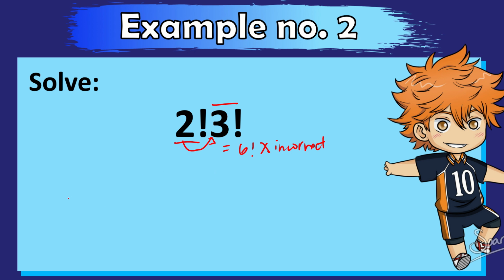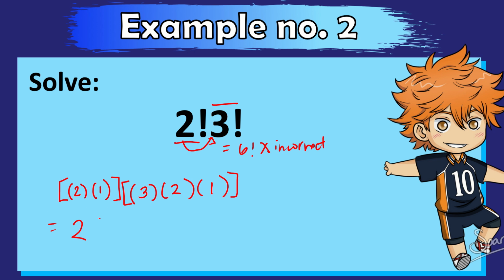So, first, 2 factorial muna tayo. So, si 2 factorial ay equal saan? Diba, equal siya sa 2 times 1. Next, times 3 factorial. 3 factorial is equal to 3 times 2 times 1. Understood? So, simplify natin. 2 factorial, 2 times 1, that is 2, times 3 factorial, 3 times 2 times 1 is 6. So, 2 times 6, so 2 factorial times 3 factorial is equal to 12.